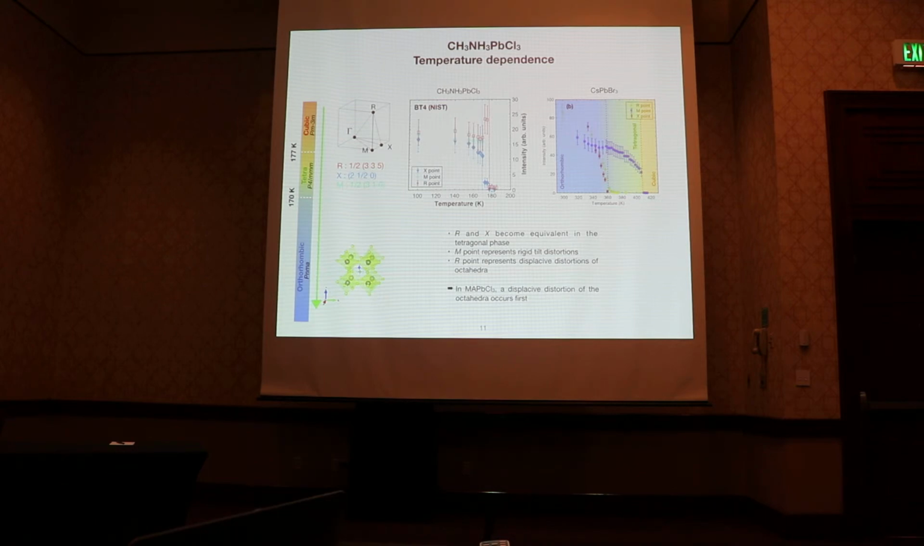So again, if we compare to the all inorganic compound, we can see that in this system there's a different sequence of transitions. It's actually the M point that turns on first, and then it's followed by the R and X points. So this shows that in the hybrid system, it's this rigid distortion of the octahedra that occurs first, and that is favored by the tetragonal transition.